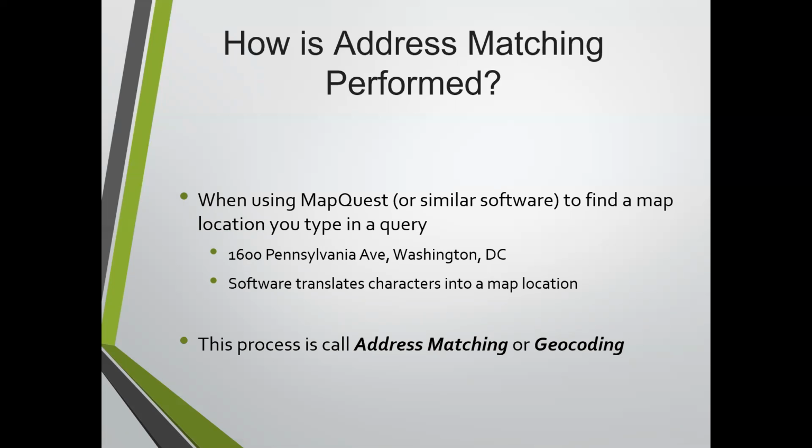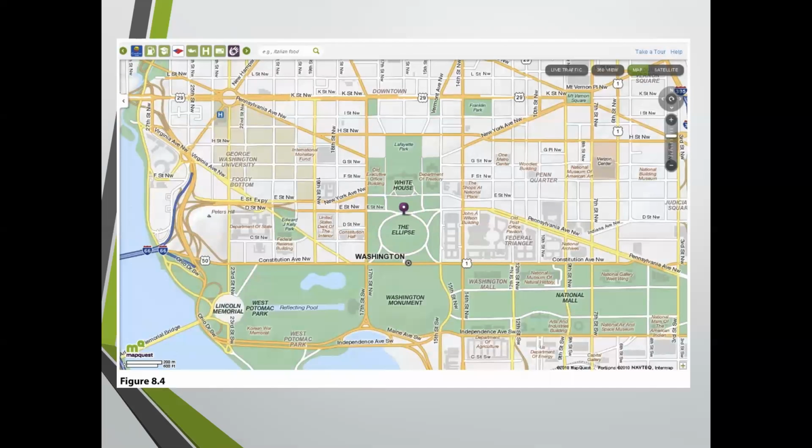I think ArcGIS, well, they use both, I believe, but they call it a geocoding process, but you're also doing what's called address matching. So for example, here's a map that you have, and you've typed in that address, and you can see what it did is it pinpointed that location for you.